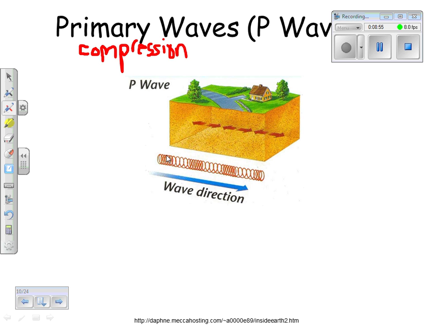Now the particles in the crust don't move, but the energy does move and it travels. It kind of vibrates through the particles. It's kind of like when you see people in a stadium do the wave. The wave moves, but the people stay in the same position. So the particles in the crust stay in the same position, but they vibrate back and forth, causing kind of like a domino effect that moves that energy from the focus on through the crust. So that's a primary or compression wave.